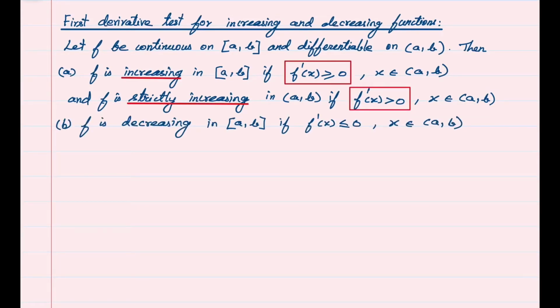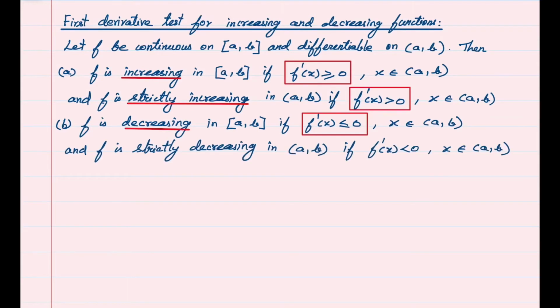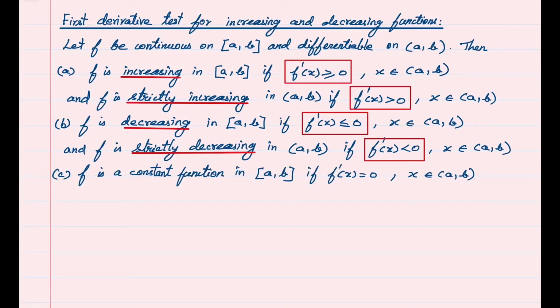The next point, f is decreasing in the closed interval [a, b] if f'(x) is less than or equal to 0 for all values of x in that interval, and f is strictly decreasing in the open interval (a, b) if f'(x) is less than 0 for all values of x in the interval (a, b). The next point, f is a constant function in closed interval [a, b] if f'(x) equals 0 for all values of x in the interval (a, b).